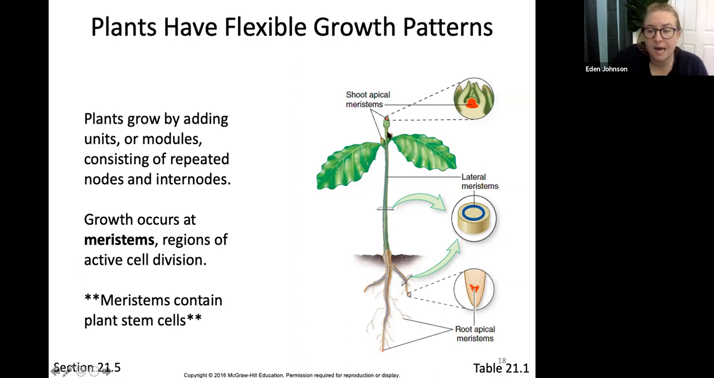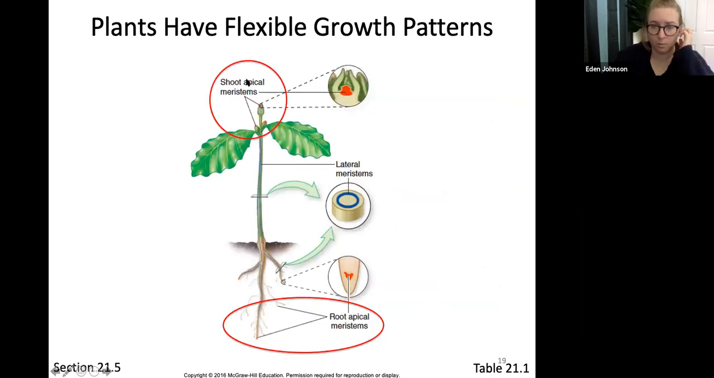We talked about your axillary buds. Your axillary buds right here, they have stem cells. Okay, so meristems contain plant stem cells. Also, you have a shoot apical meristem at the very top that has these pools of plant stem cells that are going to be able to divide into many different cell types. So, like I said, up here you've got your shoot apical meristems. Down here you have your root apical meristems.